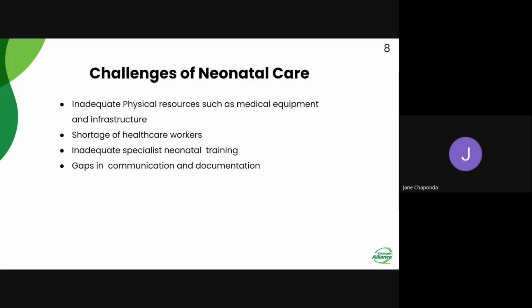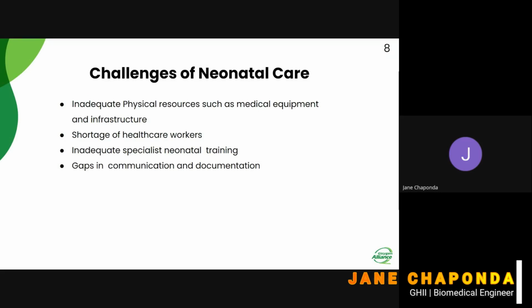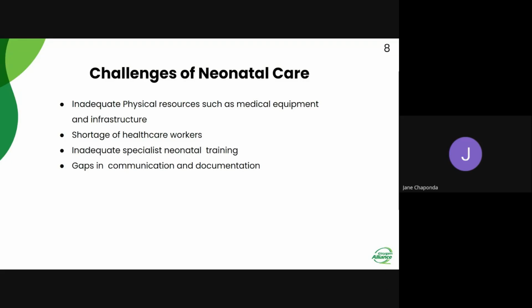There are also gaps in communication and documentation, whereby there is poor communication within clinical teams, and also most clinicians do not have reliable records, registers or reports of neonatal activities and outcomes, and this affects the quality of neonatal care. Reaching this far, I'll leave the floor to my colleague Aubrey to continue with the presentation.